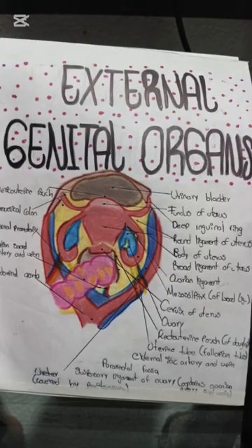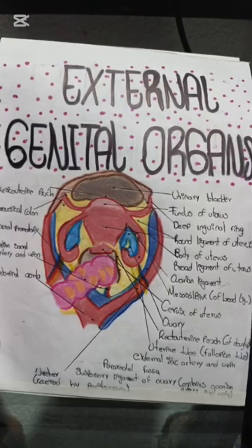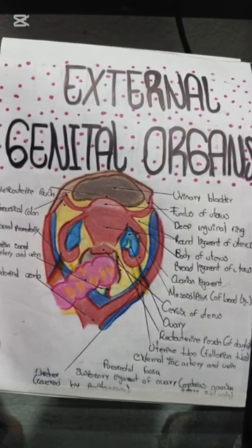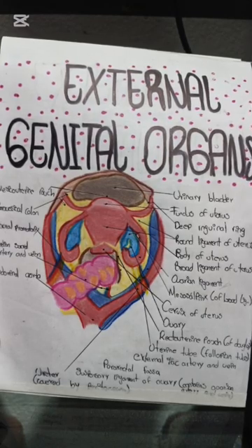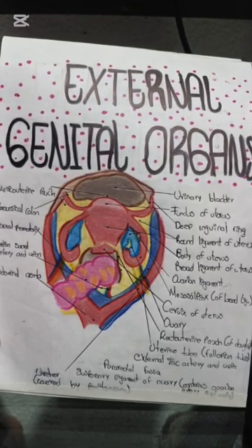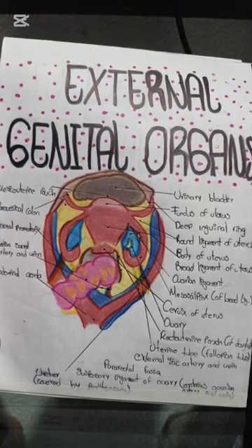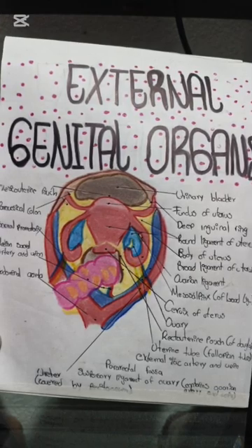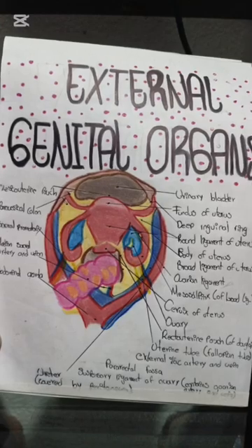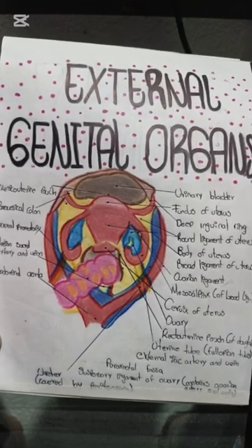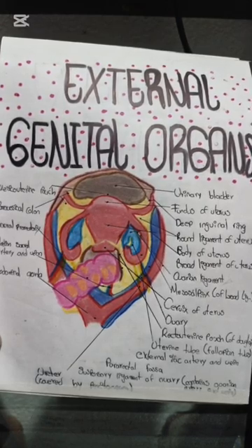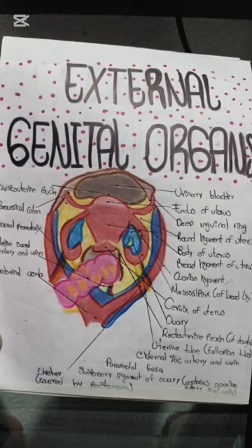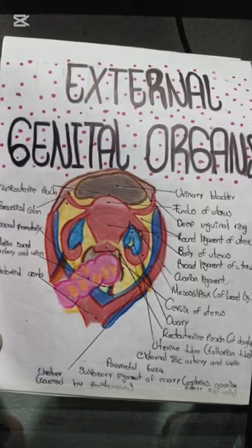This diagram shows the internal genital organs in the female. We can see the uterus, ovaries, uterine tubes, and vagina. The broad ligaments support the uterus, while the ovarian ligaments connect the ovary to the uterus. The round ligaments help maintain the position of the uterus. These structures are important for reproduction.